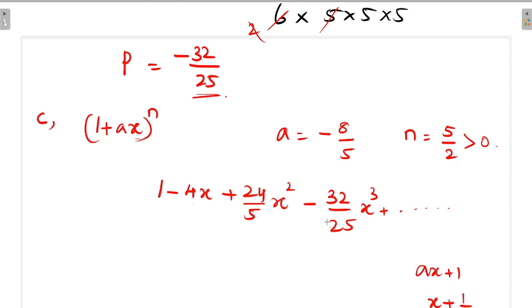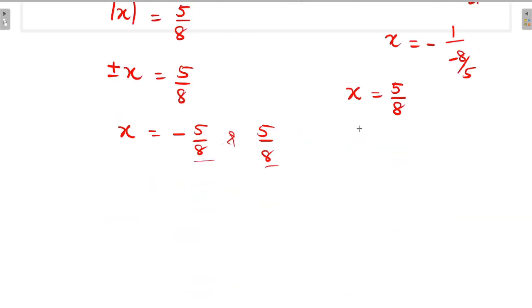Alternate terms are negative. So hence the set of values are x must be less than 5 by 8 and x must be greater than minus 5 by 8. Our expansion first term is 1, so it should not be 0. This is the possible set of values of x.